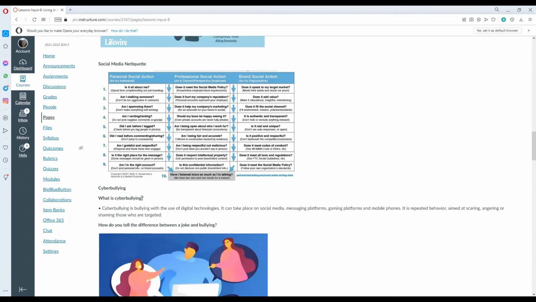Social media netiquette. We have proper etiquette for personal social action, professional social action, and brand social action. We have here discussions from one to nine based on the level, whether you are an individual, a current or prospective employee, or an organization. So you have to follow the following checklist for social media etiquette.